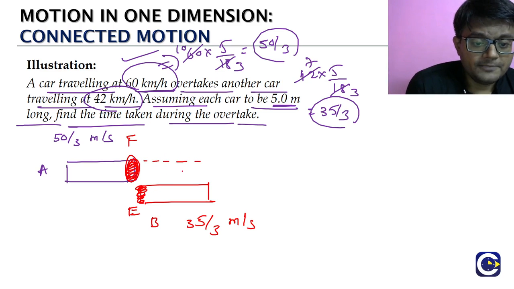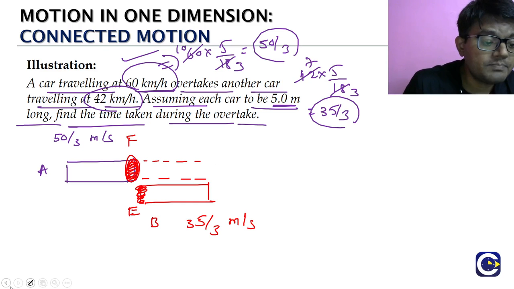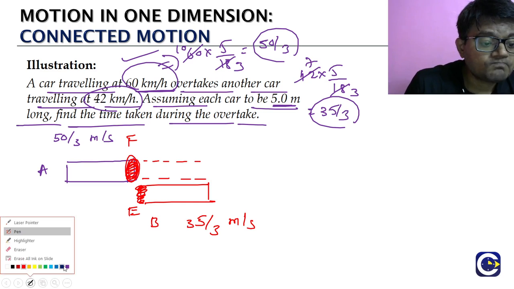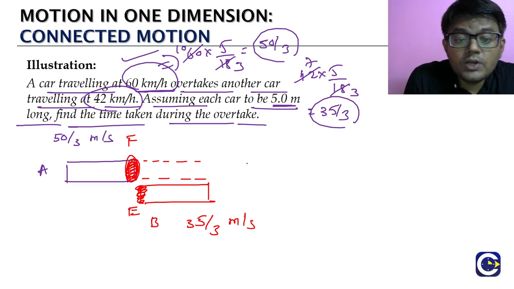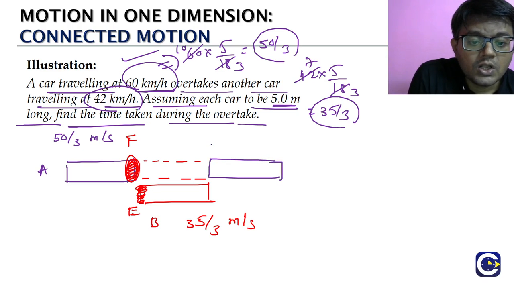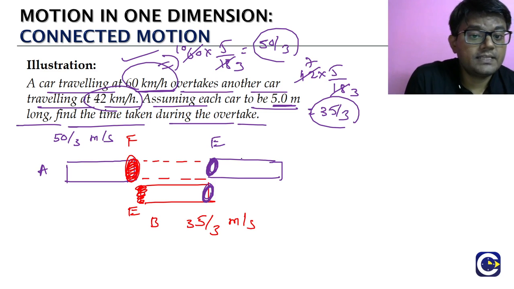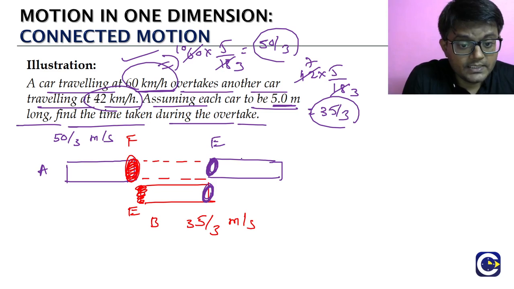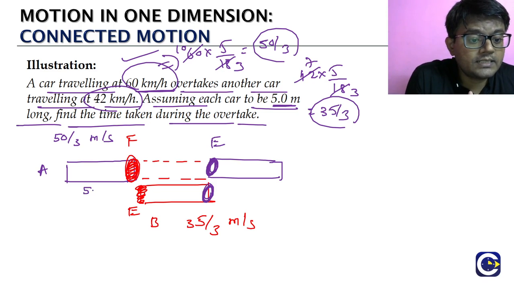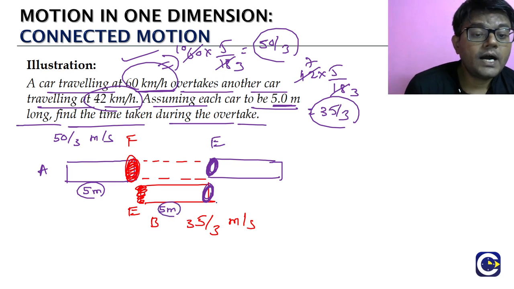Now this is going to go ahead, and when we say the overtaking is complete, look at this. We say the overtaking is complete when car A is able to fully move over car B, which means the end portion of car A will now be in alignment with the front portion of car B. So that is when we say that complete overtaking has happened, isn't it? Because here each of the cars has a length of how much? 5 meter.